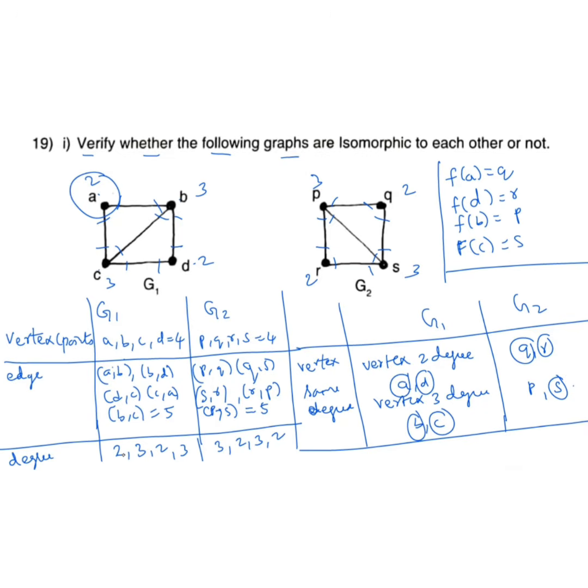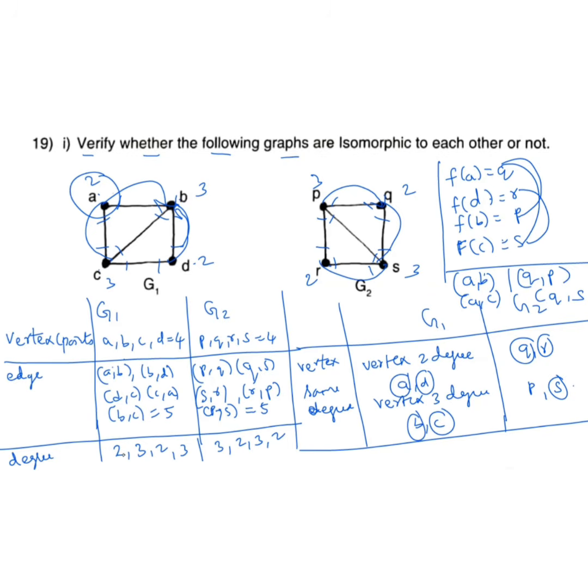In G1, the edge A, B will be equal to the edge Q, P, that is P, Q, in G2. Then if you take the other edge, A, C in G1, it will be equal to Q, S. Then if you take the edge D, B, that will be R, P. So these will be the edges.